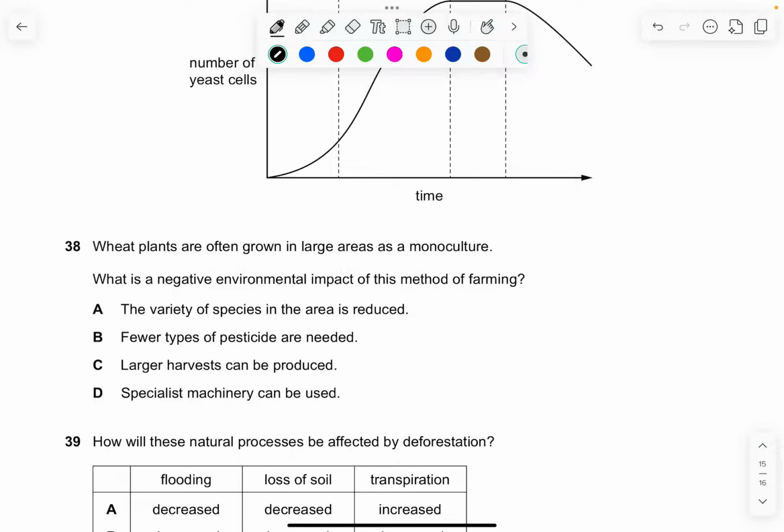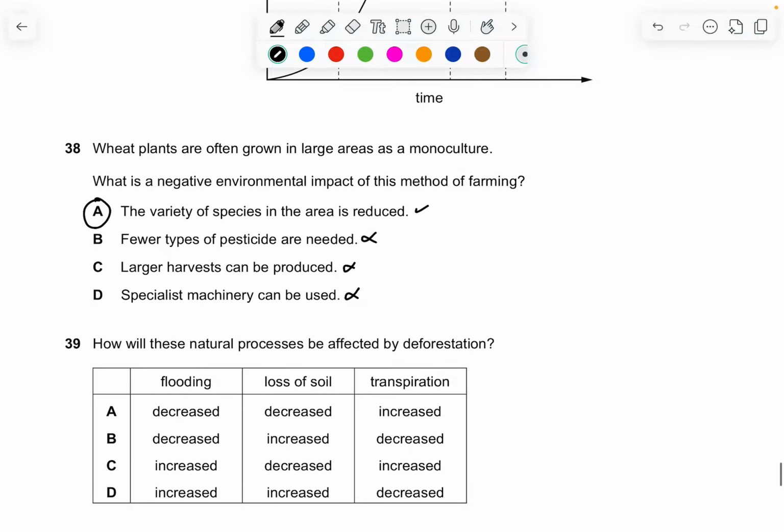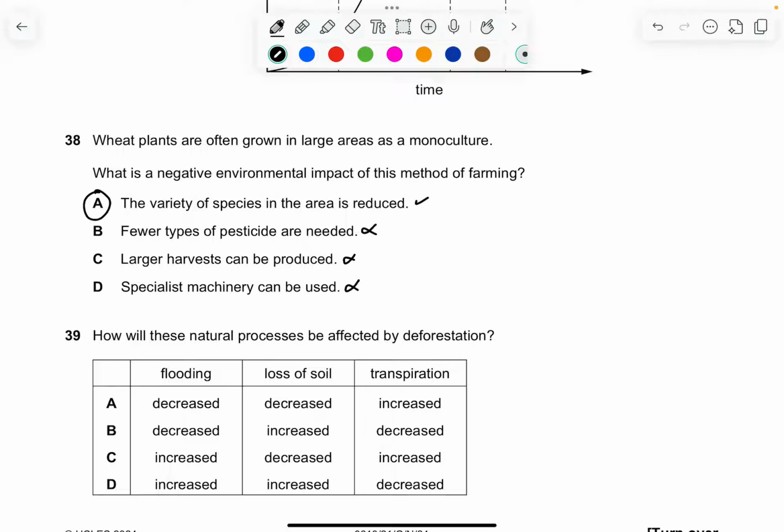Question 38. Wheat plants are often grown in large areas as monoculture. What is the negative environmental impact of this method of farming? A. The variety of species in the area is reduced. Maybe. Fewer types of pesticides are needed. No. Larger harvests can be produced. This is a positive, not a negative. Specialist machinery can be used. There's no relevance at all. So the answer is A, because all are genetically identical, so the species will have less genetic variation.